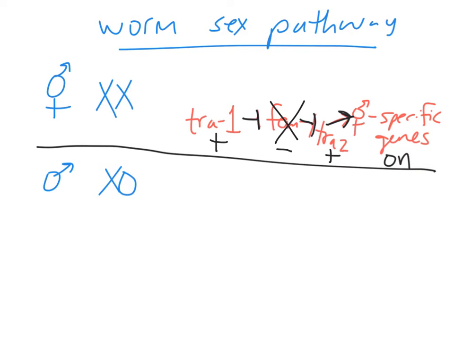So what does that tell us about the interaction between the X chromosomes and TRA1? If you're a hermaphrodite, and you want your hermaphrodite-specific genes turned on to develop you as a hermaphrodite, you need to have TRA1. So do we put a blunt arrow or an arrowhead between two X chromosomes and TRA1? Yeah, arrowhead.